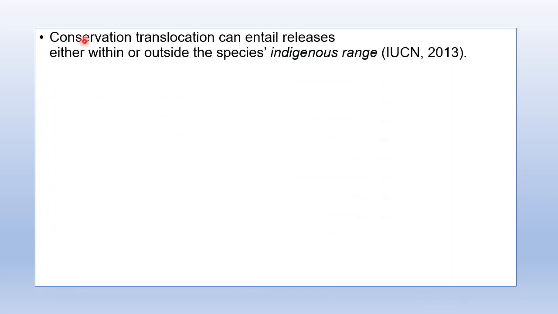So conservation translocation can involve releases either within or outside the species indigenous range. The indigenous range of a species is the known or inferred distribution generated from historical records, either in verbal or in written form, or physical evidence of the species' occurrence. Where direct evidence is inadequate to confirm previous occupancy, the existence of suitable habitat in some ecological pockets may be taken as adequate evidence of previous occupation.